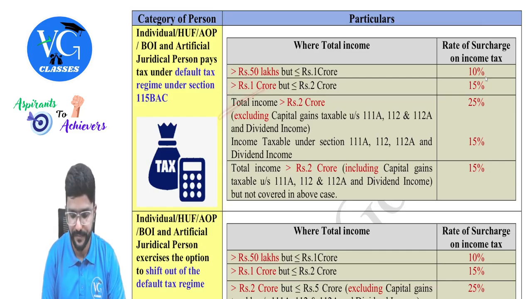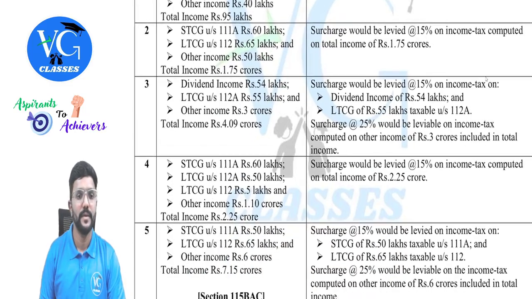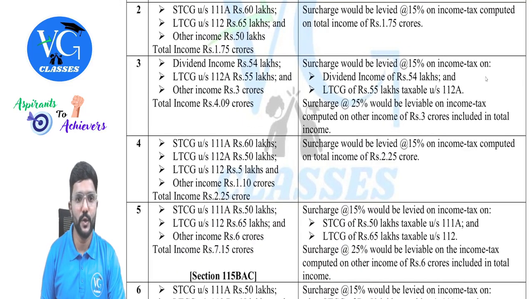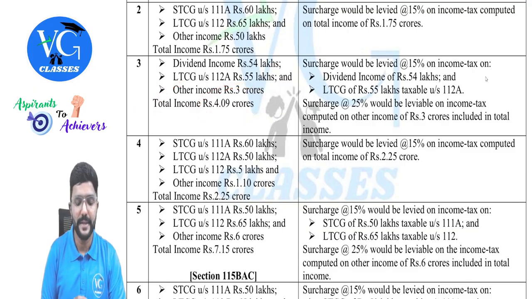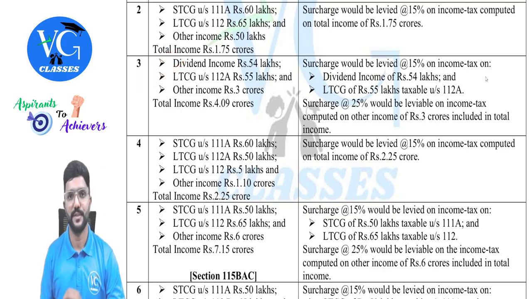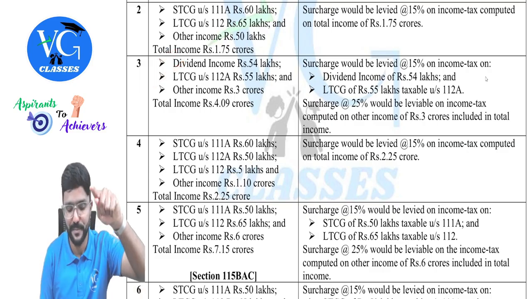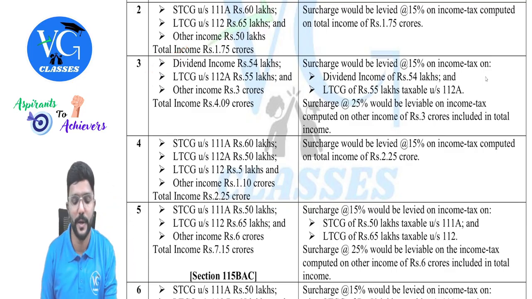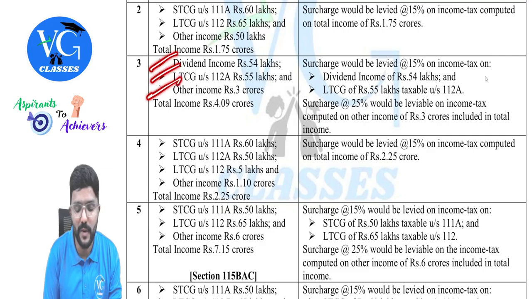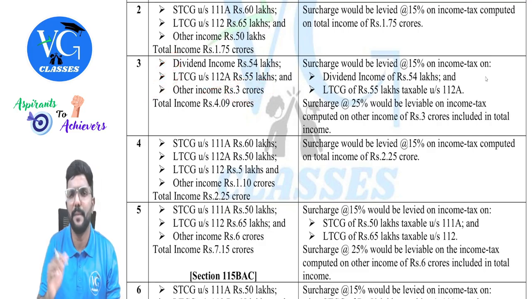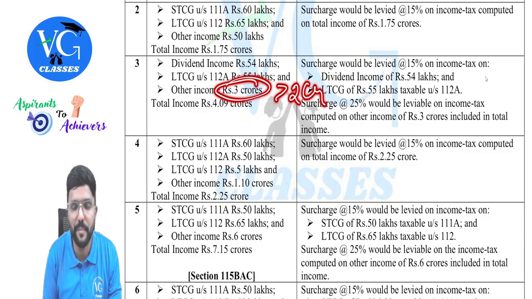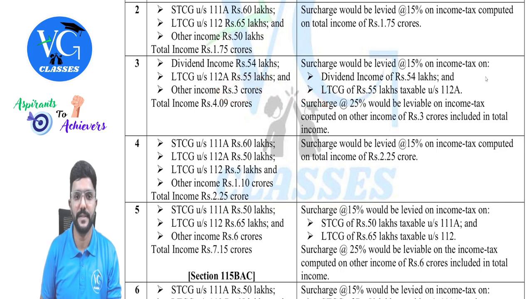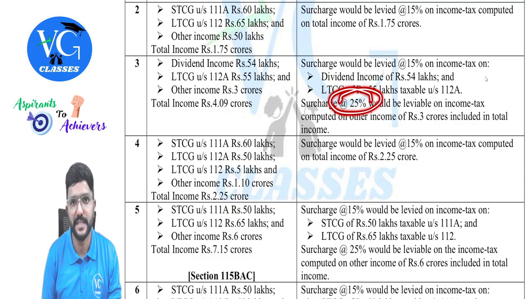Next, we will see this. Assessee has a total income of 4.09 crore, which is more than 2 crore, but it has two special items. Special items for surcharge purpose. Please be careful. Dividend is special for surcharge. So if I exclude this, what is the other income other than the capital gain special income and dividend income? 3 crore. Is it more than 2 crore? Yes. So that means whatever tax you calculate on this, the surcharge is 25%.